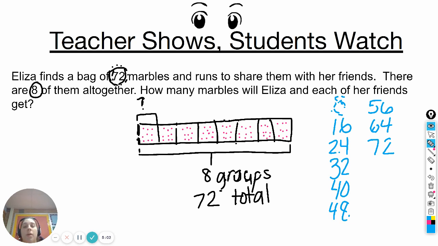Okay. So I put 1 in each group. Now let's figure out how many ended up in each group. So we're going to count how many in just one group. 1, 2, 3, 4, 5, 6, 7, 8, 9. So we had 72 marbles. We divided them into 8 groups and ended up with 9 per group. So that is the word problem. And there's our equation that matches our word problem. 72 divided by 8 equals 9.